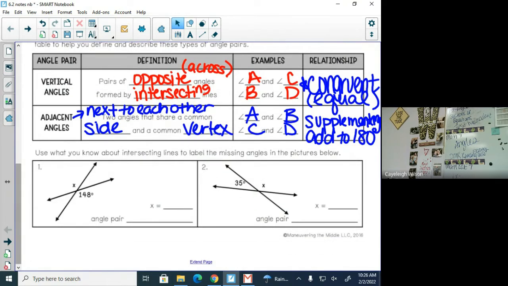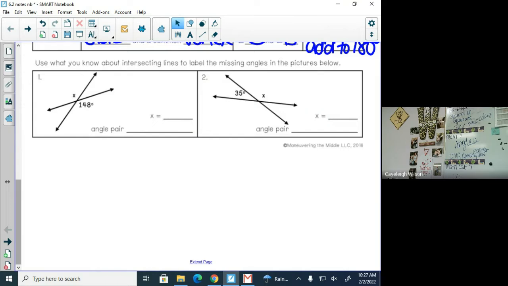Okay, it says supplementary add to 180. Okay, so we're going to go down here to the bottom, and the first thing that we're going to identify is what type of angles they are, and then I'm going to use this to help me figure out the missing number, okay? So it says, use what you know about intersecting lines to label the missing angles in the picture below. All right, so let's look at number 1 here.